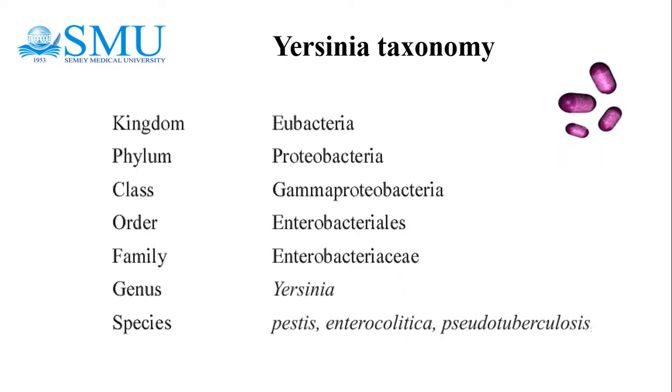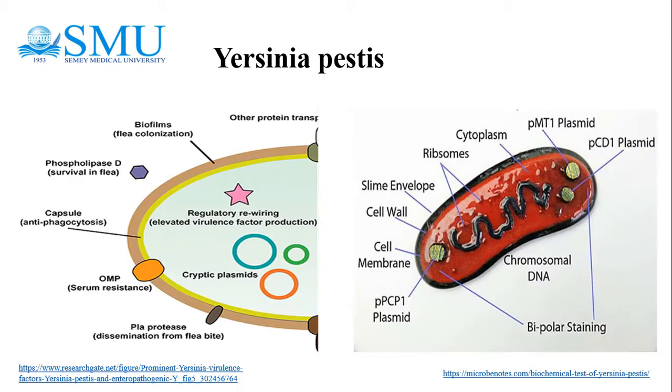Next is Yersinia. Taxonomy: kingdom Eubacteria, phylum Proteobacteria, class Gammaproteobacteria, order Enterobacterales, family Enterobacteriaceae, genus Yersinia, species pestis, enterocolitica, and pseudotuberculosis. Now Yersinia pestis morphology.